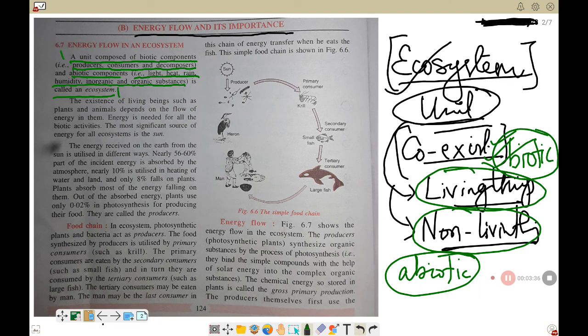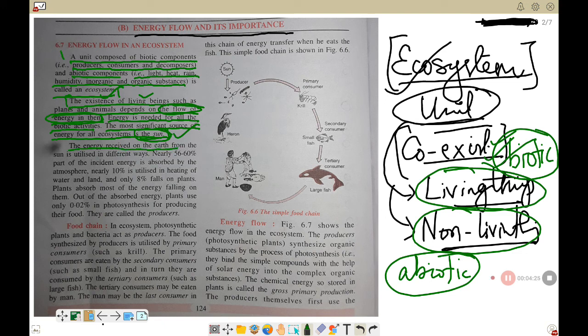Now, the existence of living beings such as plants and animals depends on the flow of energy in them. So how is a living being able to survive or sustain? It depends on the flow of energy in them. Energy is needed for all the biotic activities. The most significant source of energy for all ecosystems is the sun. So that is why we call the sun the ultimate source of energy. We regard the sun as the ultimate source of energy because whatever forms of energy we get on earth are actually coming from the sun.